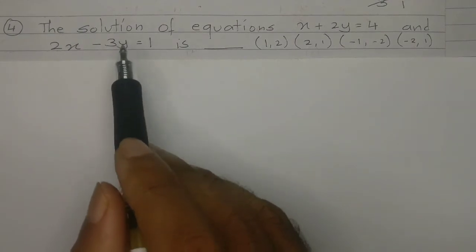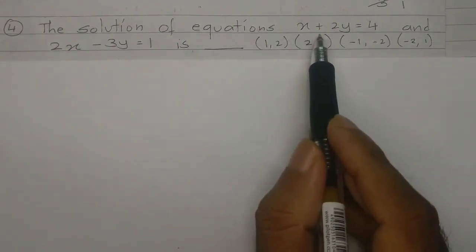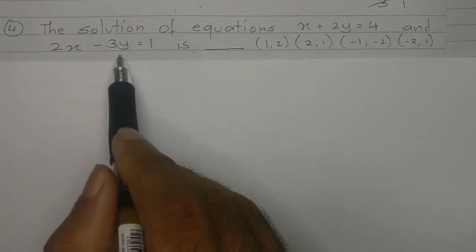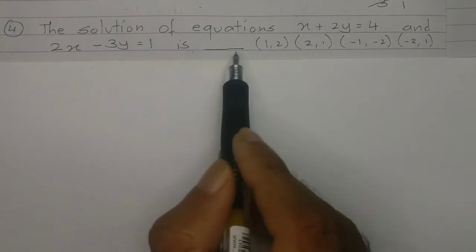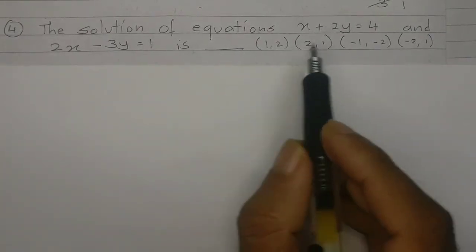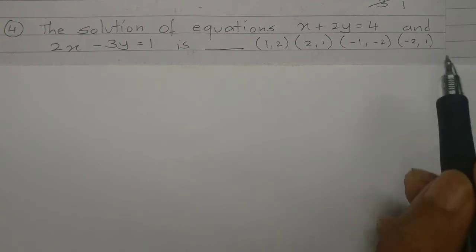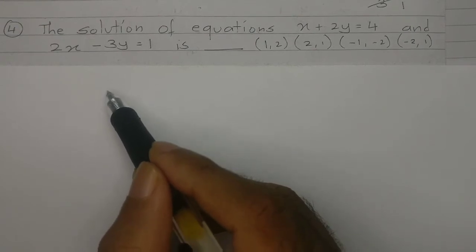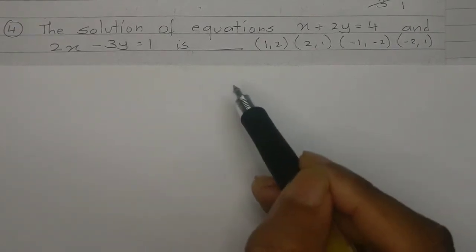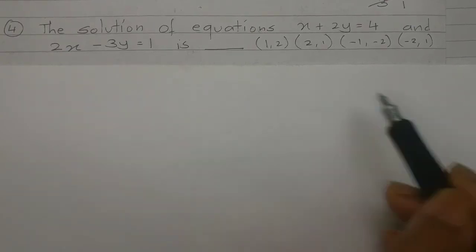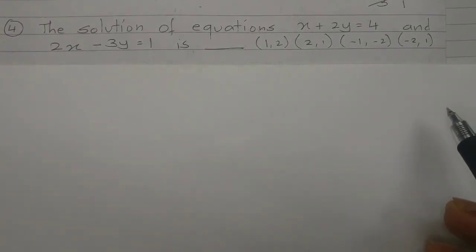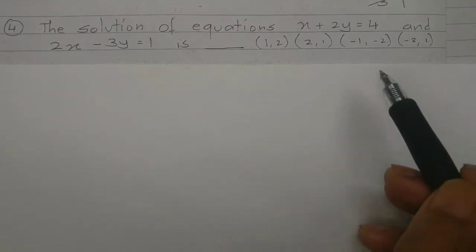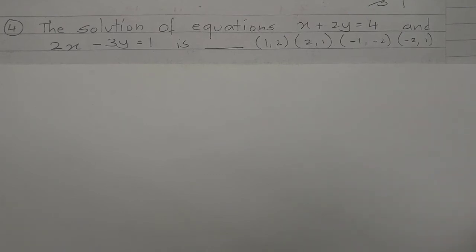Fourth question, the solution of equation x plus 2y equals to 4 and 2x minus 3y equals to 1 is dash. Now, there are so many options over here. I don't want you all to take these two equations and solve them by either elimination, cross multiplication or substitution method. That would be a very long way of solving this entire question, because solving them by either of these methods is going to take up almost 3 marks of your time, correct?